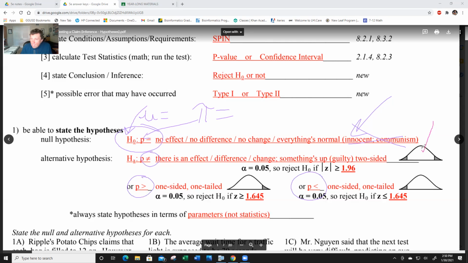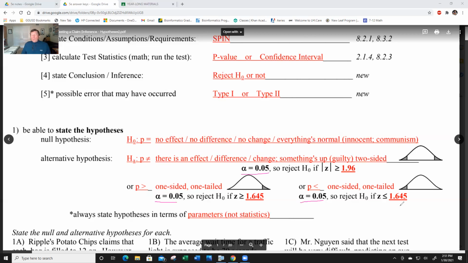Notice in the two-sided one, you'll be shading on two sides of the normal curve because not equal to is a two-sided concept. It could be much bigger or much less. If it's greater than, clearly you're going to shade only on the greater than side. And if it's less than, you're going to shade on the less than side. Okay? Now notice that I introduce the concept of alpha levels. Alpha levels are levels of proof.